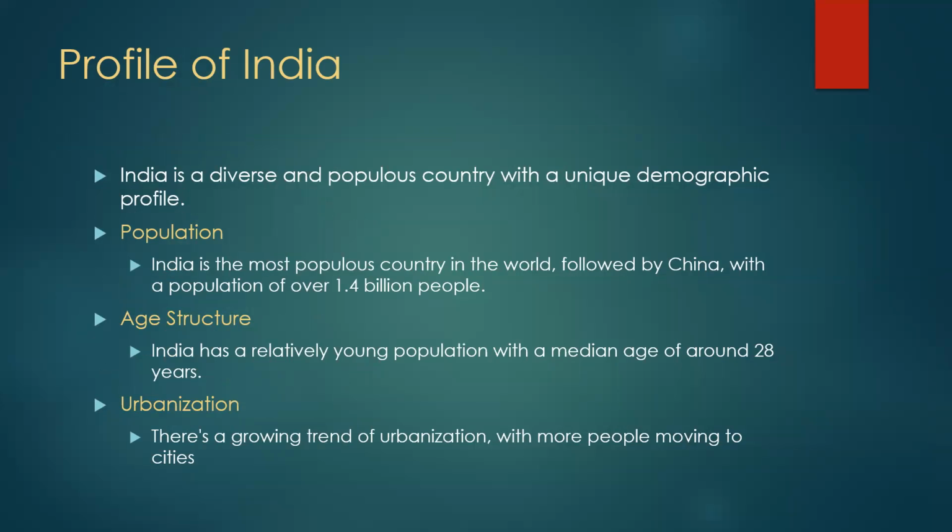did that. India is a diverse and populous country with a unique demographic profile. The population is the highest in the world, 1.4 billion. In terms of age structure, it is a relatively young population, but now they are aging. Even 10% of Indians are aged, which is a big problem because 10% of 1.4 billion is more than the population of many countries. Urbanization: there is a growing trend of unplanned urbanization, with more people moving to cities.